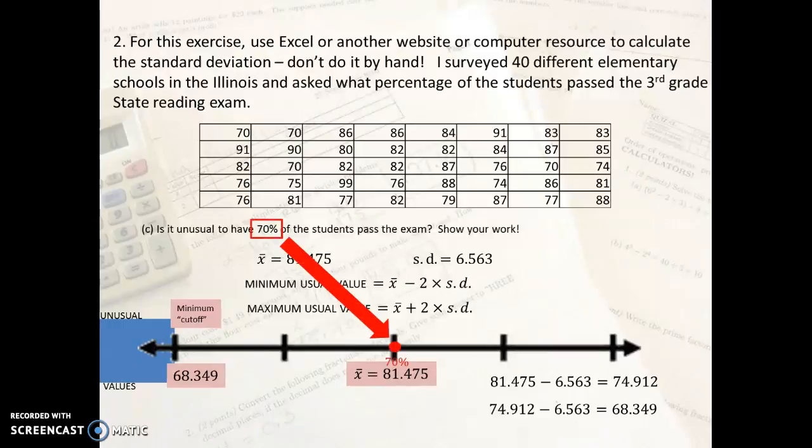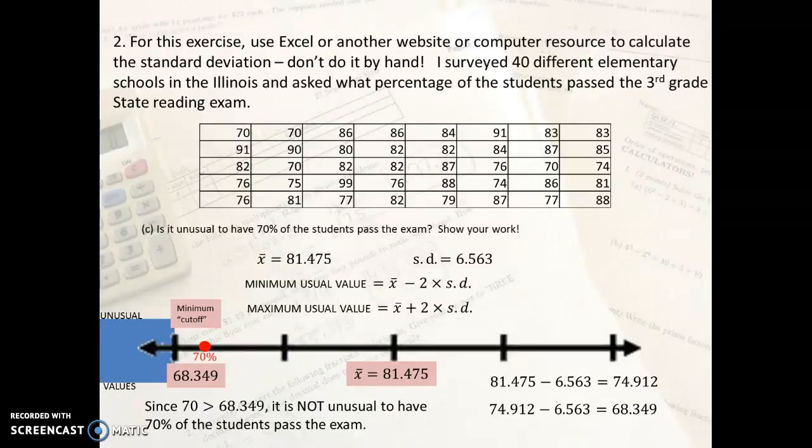What was I focusing on? I was focusing on 70% of the students. So if I label 70 on my number line, it's going to be down there somewhere. I'm not exactly sure where, but I certainly know that it's not below that. It's bigger than my cutoff, so it's not unusual. It's low, but it's not unusual.